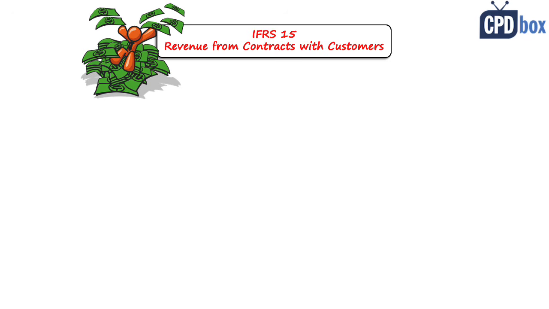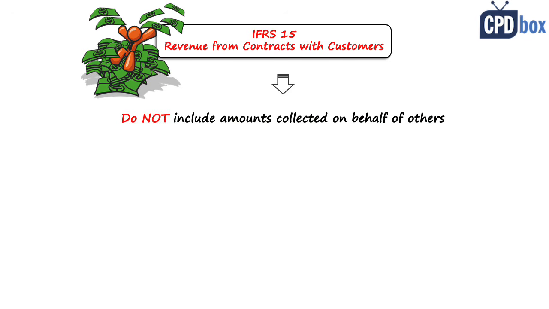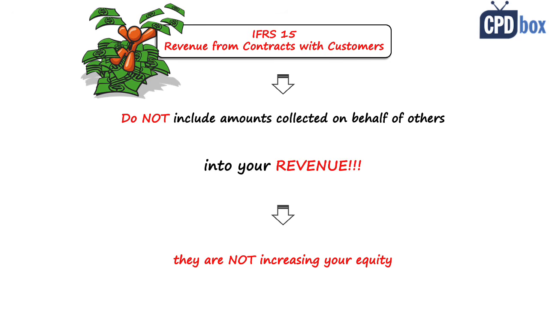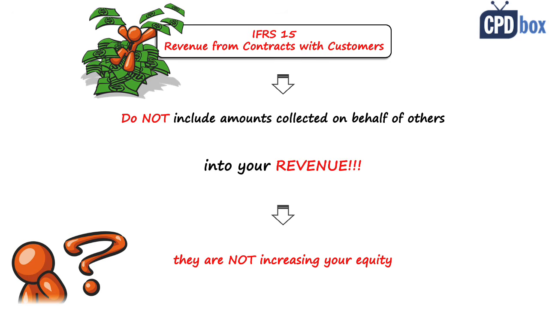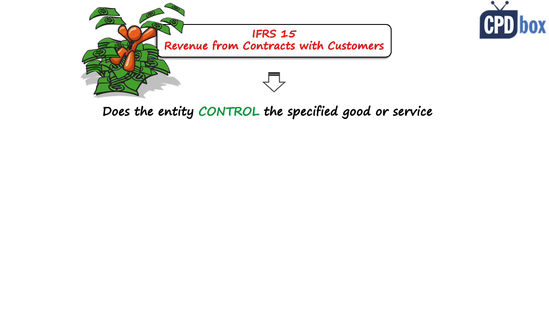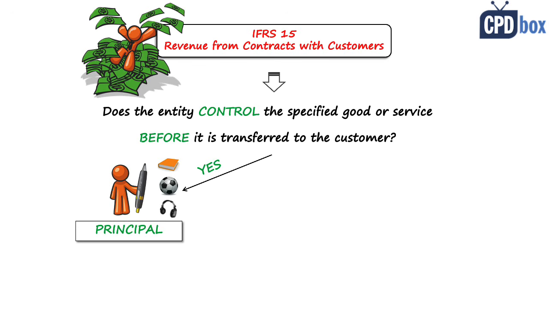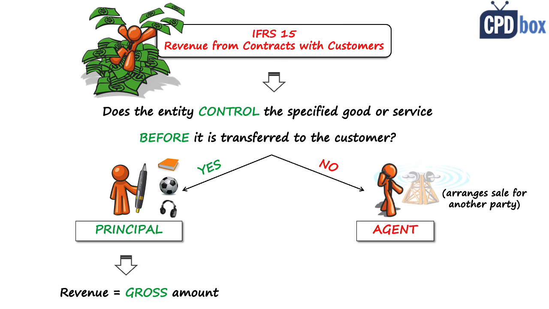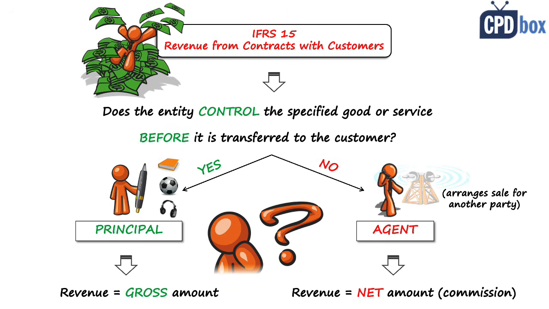IFRS is pretty clear and states that you should not include the amounts collected on behalf of others into your revenue. Why? Because they are not increasing your equity. Well, but what does that mean in practice? Under IFRS 15, the key question is, does the entity control the specified good or service before it is transferred to the end customer? If yes, then that entity is a principal and recognizes revenue gross. If not, it is an agent. It arranges for another party to provide the good or service, so it arranges the sale, and recognizes revenue net, usually only its commission.